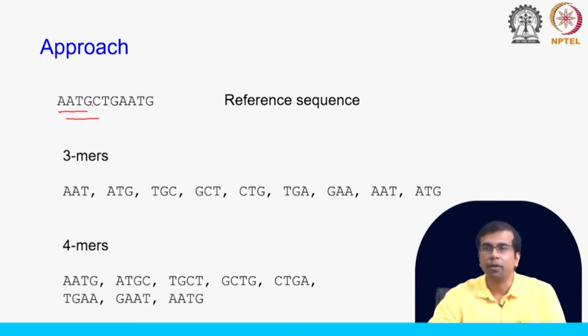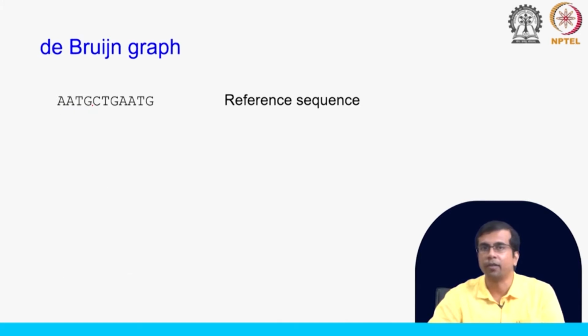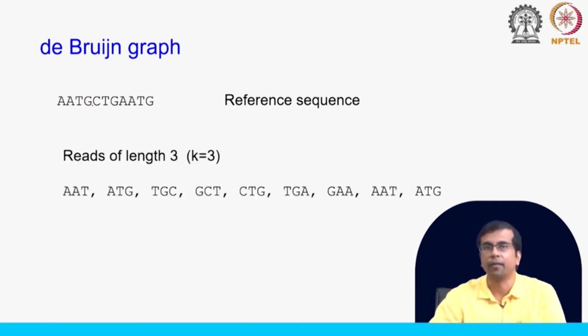Now, how do we actually go about this assembly or the overlap graph? How do you build this graph in the first place? Coming back to this reference sequence, let us consider reads of length 3, so k equals 3. The idea is very similar, and you can try different k's. We will illustrate with k equals 3 and k equals 4, so you understand this better.